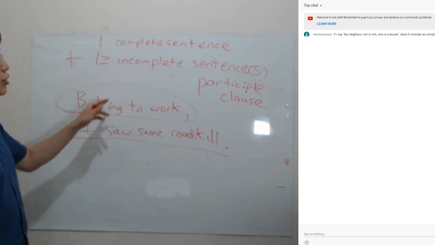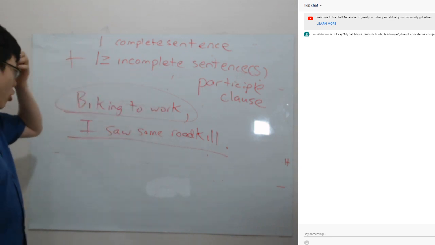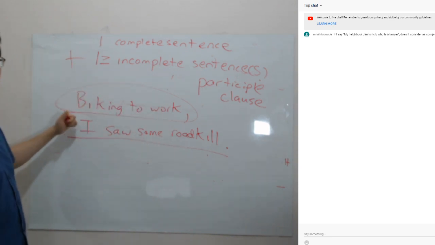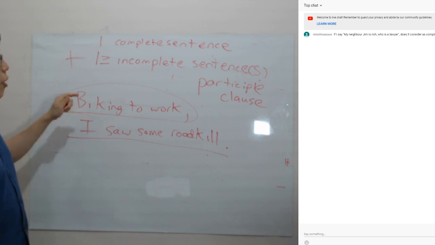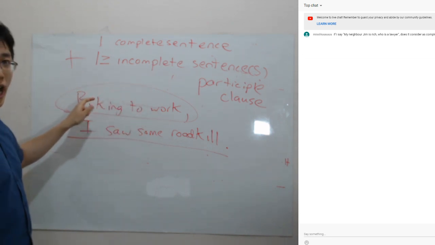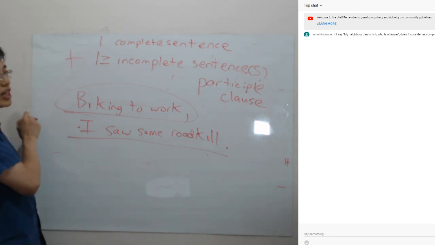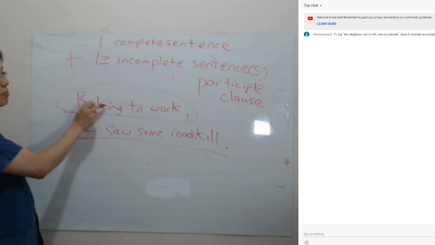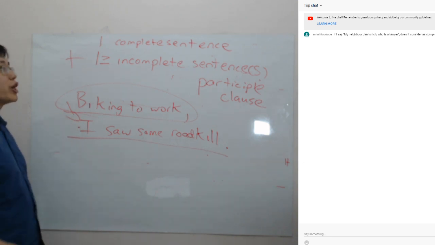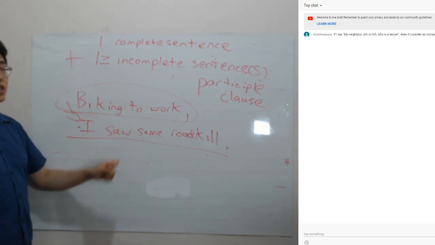The incomplete sentence is biking to work. The reason is there's no subject here. You'll notice in I saw some roadkill, the I is the subject. Well, biking to work, there's no subject. But because we have the I here, we don't need it here. The person that's biking to work is the same subject. So this is incomplete, this is complete.